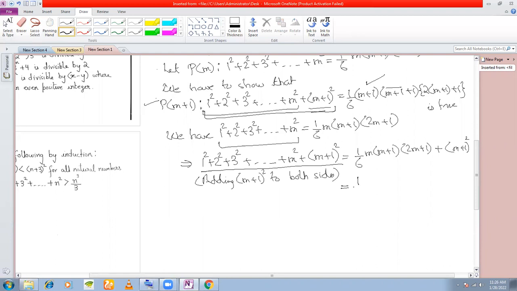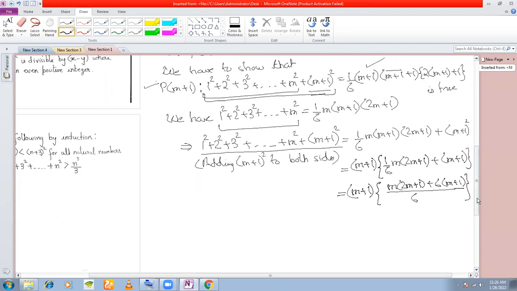So which is equal to 1/6. Now if you see, I can take m plus 1 common here, right? So if I take m plus 1 common from the two, what am I left with? 1/6 m into 2m plus 1 plus m plus 1, right? Yes, sir. Which is equal to m plus 1. And now if I take the LCM here, I'll get LCM as 6. So m into 2m plus 1 plus 6 into m plus 1, isn't it?